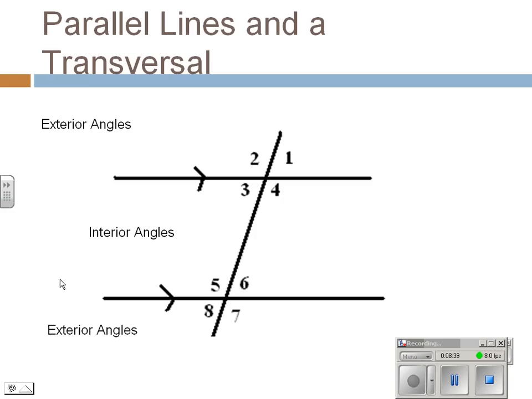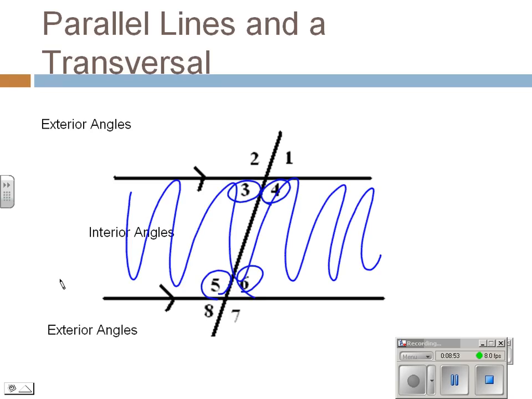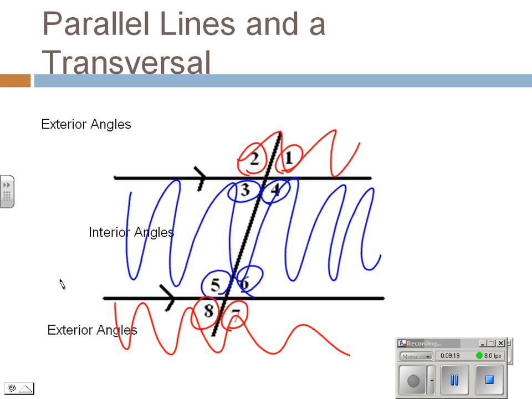Let's talk about exterior angles and interior angles. Interior angles are the angles on the inside. So that would be 3, 4, 5, and 6. So this is considered inside of the parallel lines. Just like the interior of your house is the inside, the interior angles are the inside of the parallel lines. The exterior of your house is on the outside, just like angle 1, 2, 7, and 8 are on the exterior of the parallel lines. So this section is considered exterior.